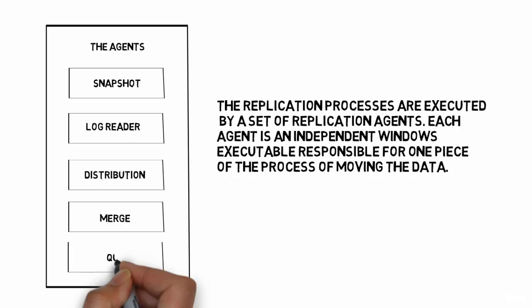The merge agent synchronizes changes between the publication database and the subscription database. It's able to handle changes in both the publication database and the subscription database and can sync those changes bidirectionally, which is really what merge does. It allows you to input your data into two databases and have them synchronized. A set of triggers in both databases supports this process. Lastly, we have the QReader agent. This is used for bidirectional transactional replication. Bidirectional transactional replication is an advanced topic and will not be covered in this course.